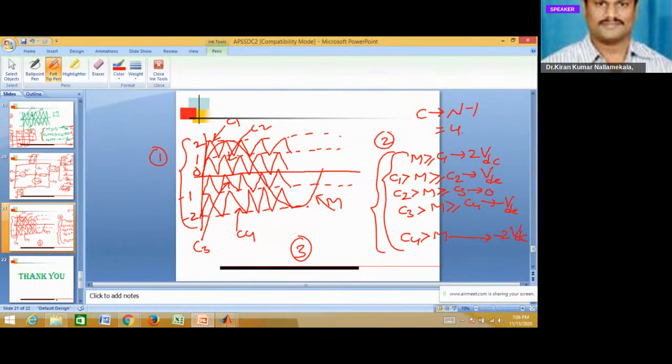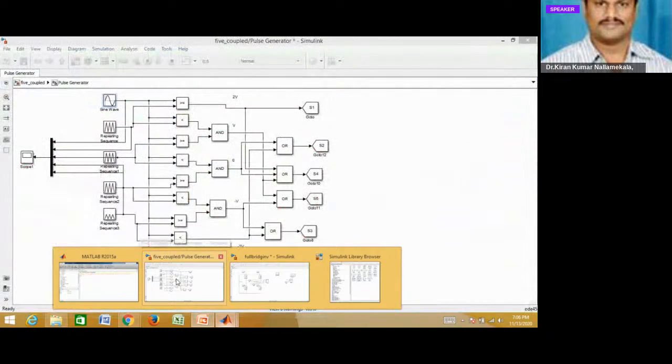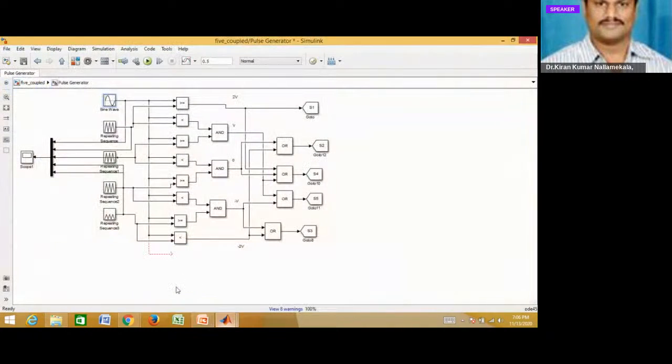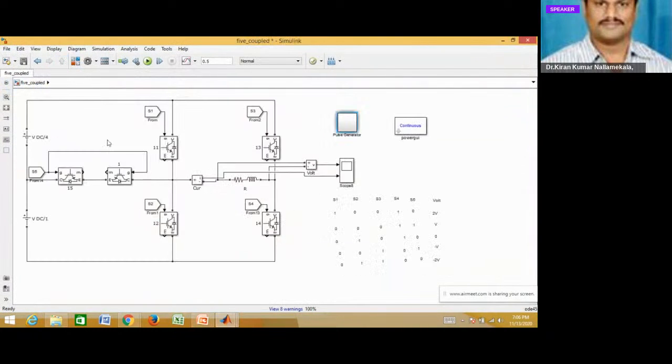Now here, the circuit is designed with S1, S2, S3 and S4, 4 switching devices, and this is S5. Okay, 2 DC sources are taken. Now we will see how we are generating the gating signal.